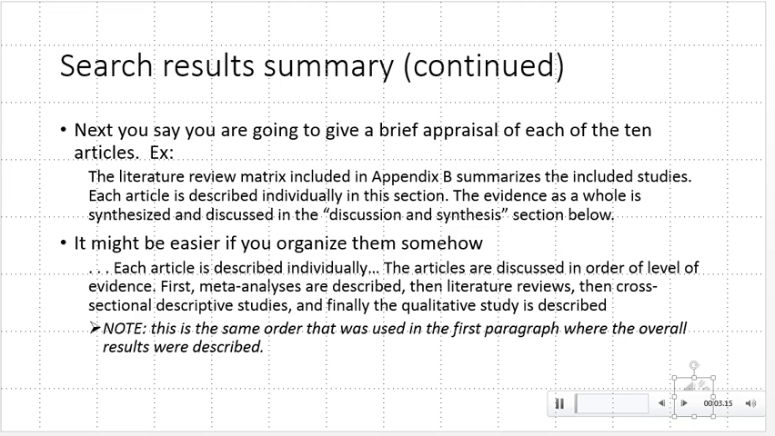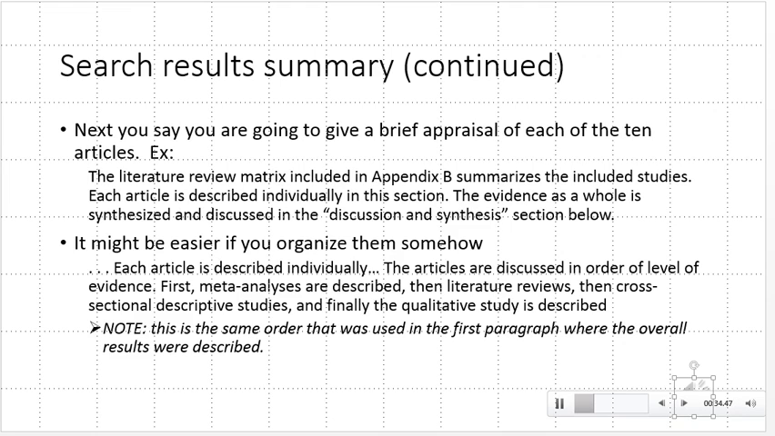Okay, after you've given the introduction saying, I did my search, I included 10 articles, I selected them because they were the most recent or the most interesting, or they covered the broadest range of evidence, or whatever reasons you just said, now you're going to give a brief appraisal of each of the 10 articles. This is where you will reference the matrix summary table that you will also include in the appendix.